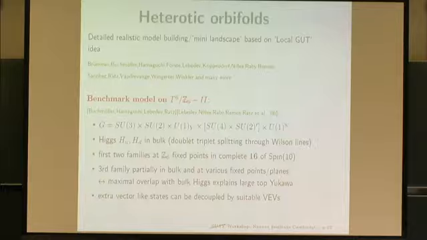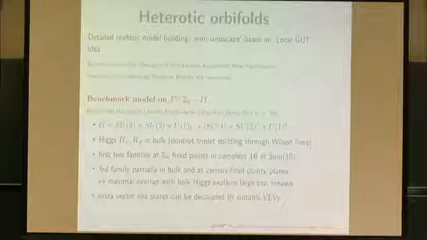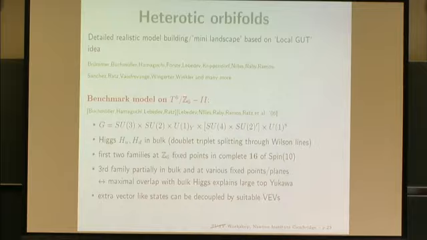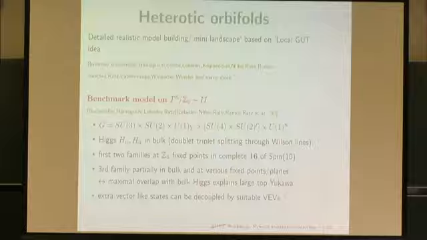Let's very quickly review one of the benchmark models, what these authors call the benchmark model on T6 over Z6-prime. It has gauge group SU(3) times SU(2) times U(1)_Y. On the one hand, then in the hidden E8 we have an SU(4) times SU(2), and in addition we have 8 extra U(1)s, one of which is anomalous. The Higgs fields, Higgs up and Higgs down, are such that they propagate in the bulk, so these are modes from the untwisted sector.